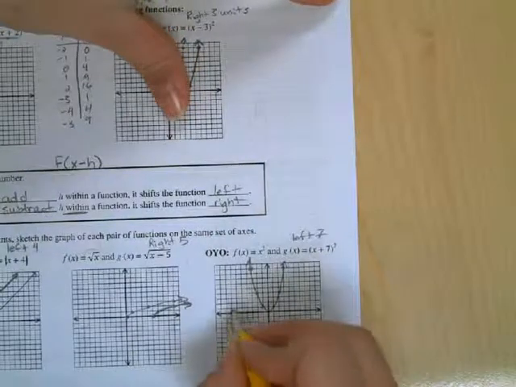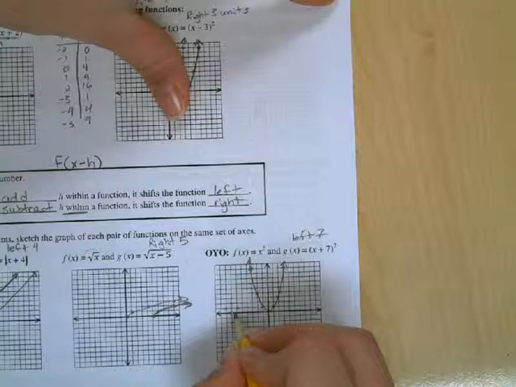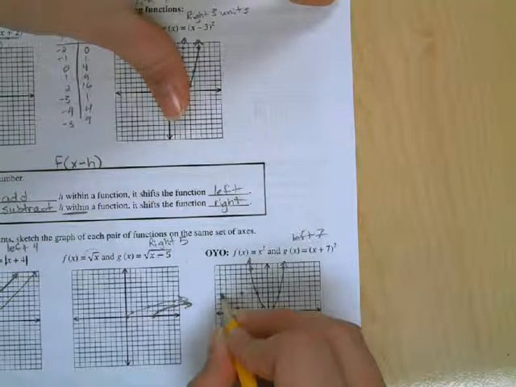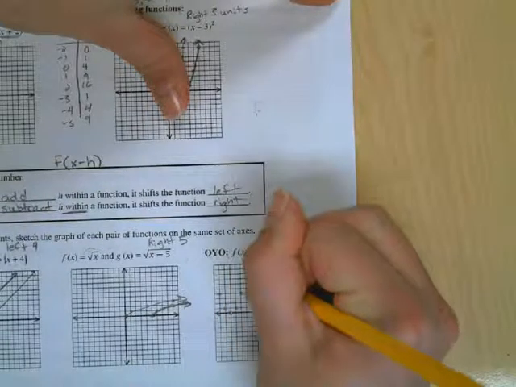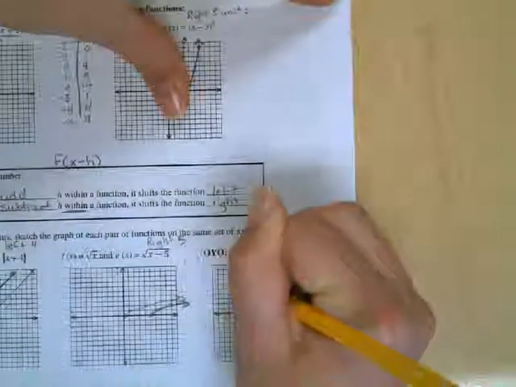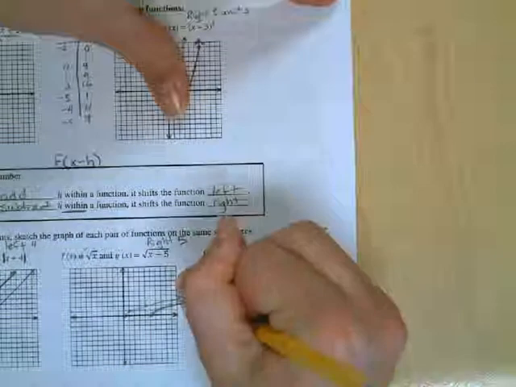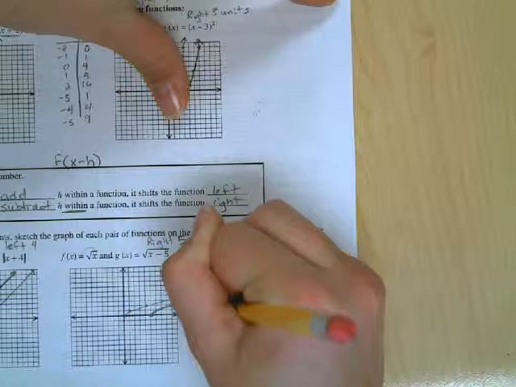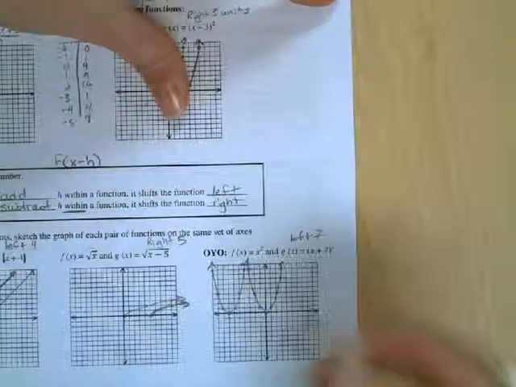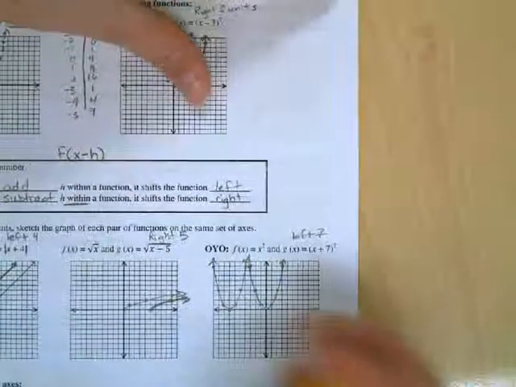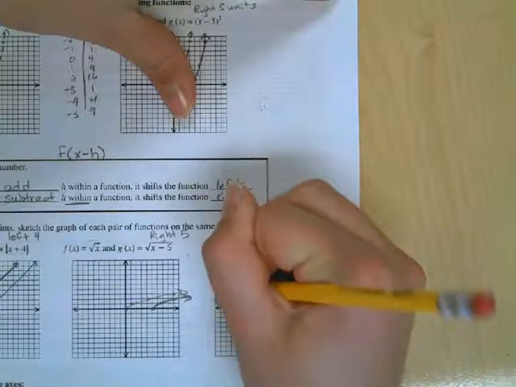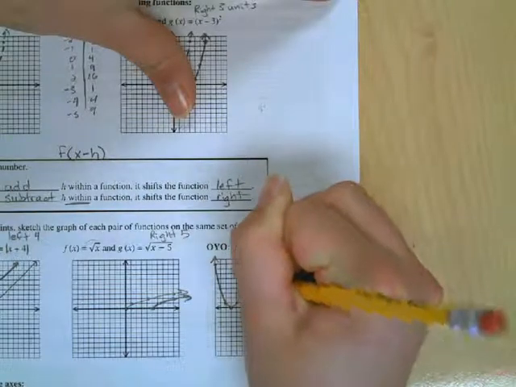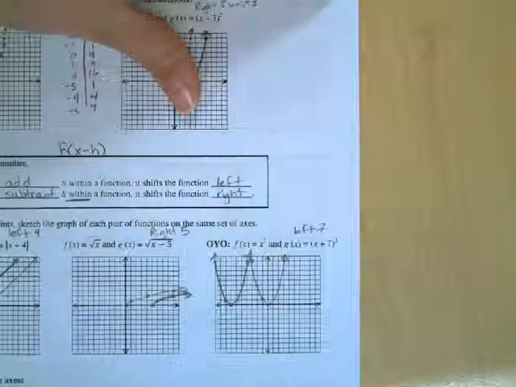Up 1 over 1. Up 4 over 2. And up 9 over 3. Okay. Still have the U shape. If I get something that's not a U shape, I probably messed up somewhere. It should be a U shape. It's just shifted over to the left 7 units. That's a pretty good shift. Okay, so that would be my new graph there, the one on the left-hand side.